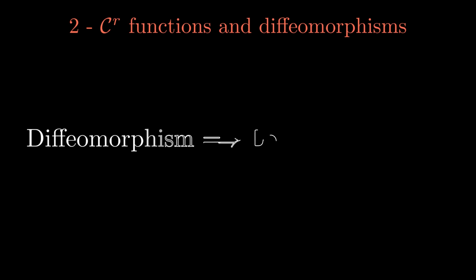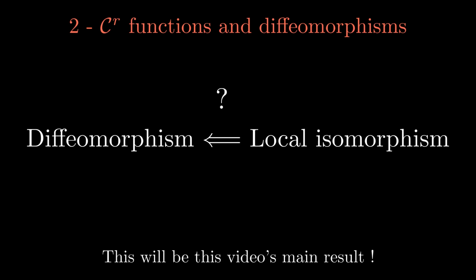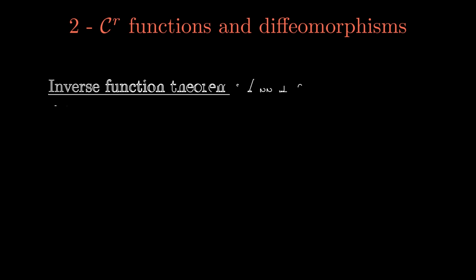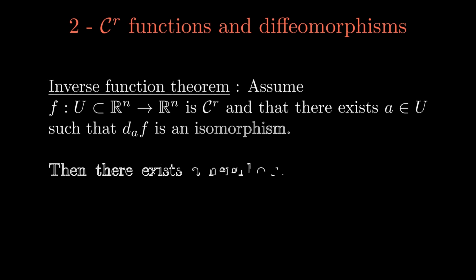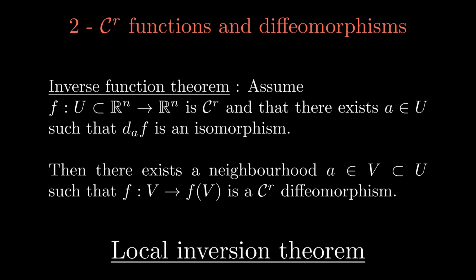So, this proposition tells us that diffeomorphisms behave locally like isomorphisms. But what about the converse? This question will be our main focus for this part of the video, and it is the main result we'll prove. It is called the inverse function theorem. The theorem tells us that a C^r function, whose differential is an isomorphism at a point, is a diffeomorphism around that point. In French, we call it the local inversion theorem, and I think the name describes the content of the theorem quite well. Let's now prove this quite powerful result.